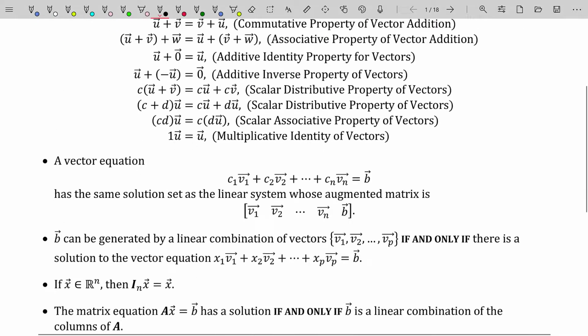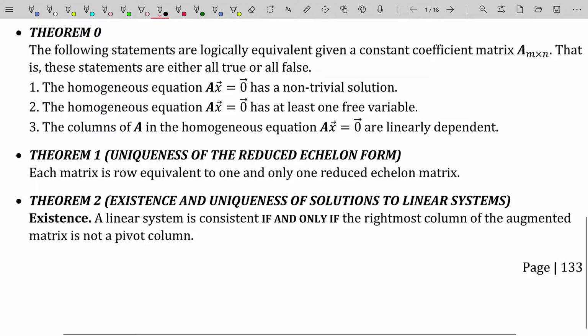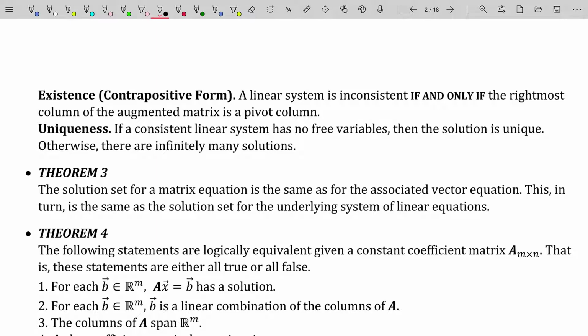And in this list, there's a theorem 2, it's right down here, and you can see it's actually a two-parter. The second part's on a different page. A linear system is consistent if and only if the rightmost column of the augmented matrix is not a pivot. Therefore, if you think about the contrapositive form of this, which I have right here, a linear system is inconsistent if and only if the rightmost column of the augmented matrix is a pivot column.